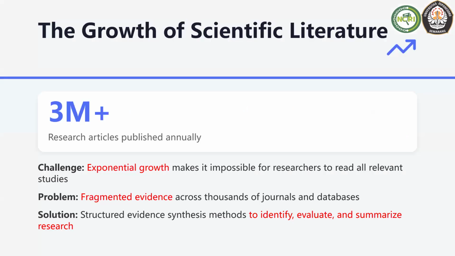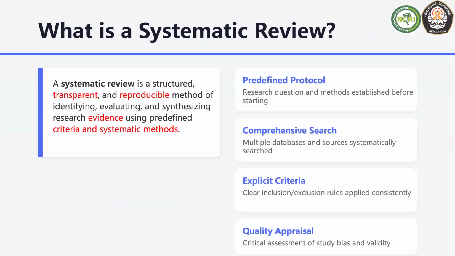Millions of papers and articles are being published every year, around 3 million plus. And this makes it really impossible for researchers to read all of them. So there is a lot of fragmented evidence out there in thousands of databases and journals. And as a researcher, you need this one paper that summarizes all these findings, and that is what you call a systematic review. It is a structured, transparent, and reproducible method of identifying, evaluating, and synthesizing evidence.